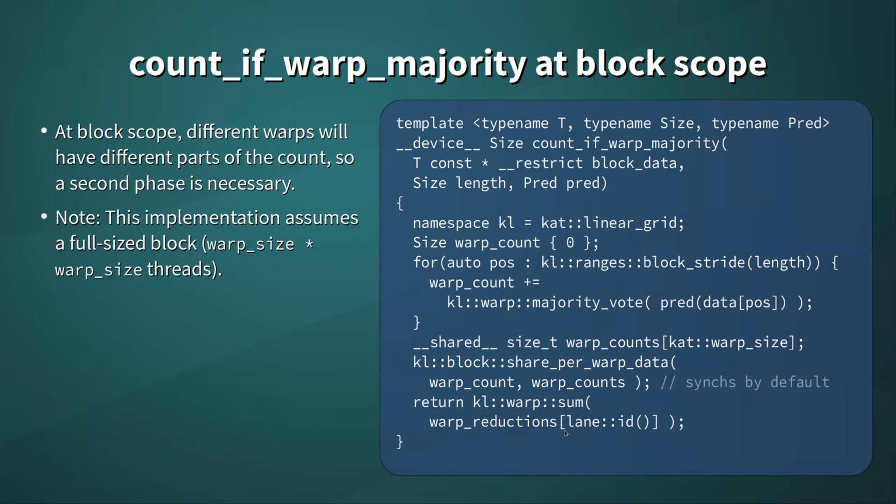So each lane has its ID. And this is also something from CUDA KAT. This is from cat linear grid lane ID. And that's what we use to index the data here. And then we have another CUDA KAT primitive to do the sum. And I guess I should also mention that the share per warp data, if you look at its template parameters, has the option of running and synchronizing, or just doing the sharing and not doing the synchronizing. But by default, you get a sync threads in here.